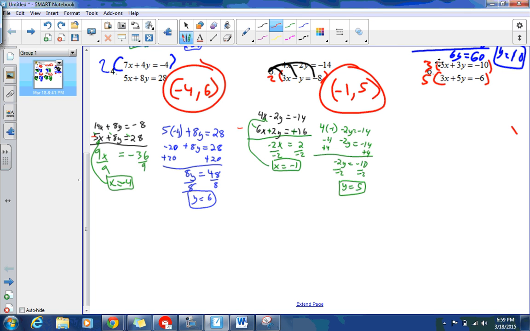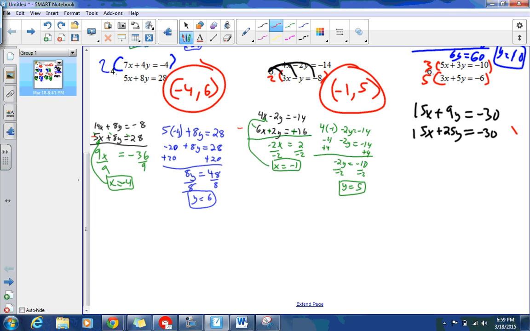So when you do that, the first equation is going to be rewritten. We'll do 3 times 5x is 15x plus 3 times 3y, which is 9y, equals negative 30. Multiplying that out. Second one, we'll multiply them all by 5. So then we have 15x, which is what we were hoping for, plus 25y equals negative 30 as well. Interesting.